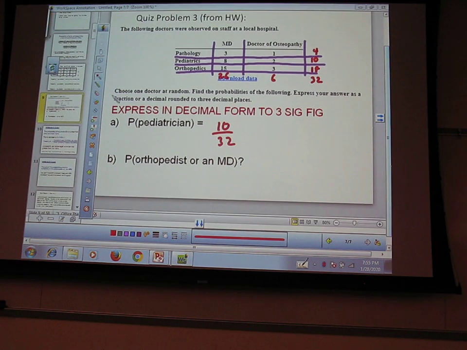I'm sorry, what'd you end up with? Oh, yeah, so how'd you find it? You add the probability of being an orthopedist, plus the probability of being an MD, and you subtract the probability of being an MD and orthopedist. So you did it that way. And then some people could have just added those 4 things together, that's fine too. Either way, you get 29 out of 32. Good.